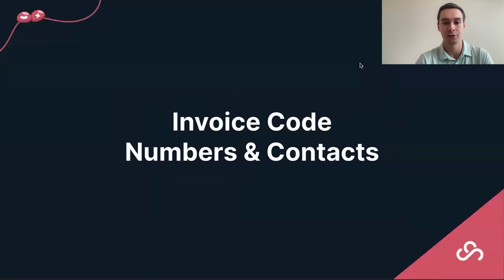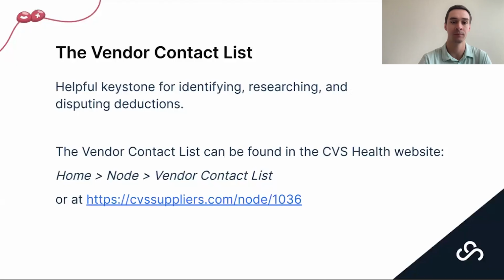Alrighty, so first let's start with invoice codes, numbers, and contacts. Like Peter had mentioned, this is a document from CVS directly to help break down and understand what each type of invoice code means and the charge types associated with each of them. So we'll dive right in.